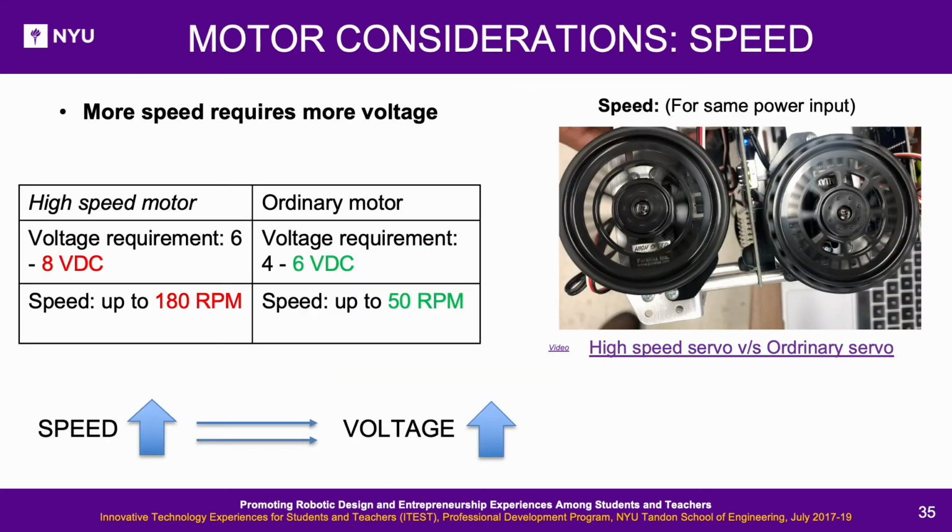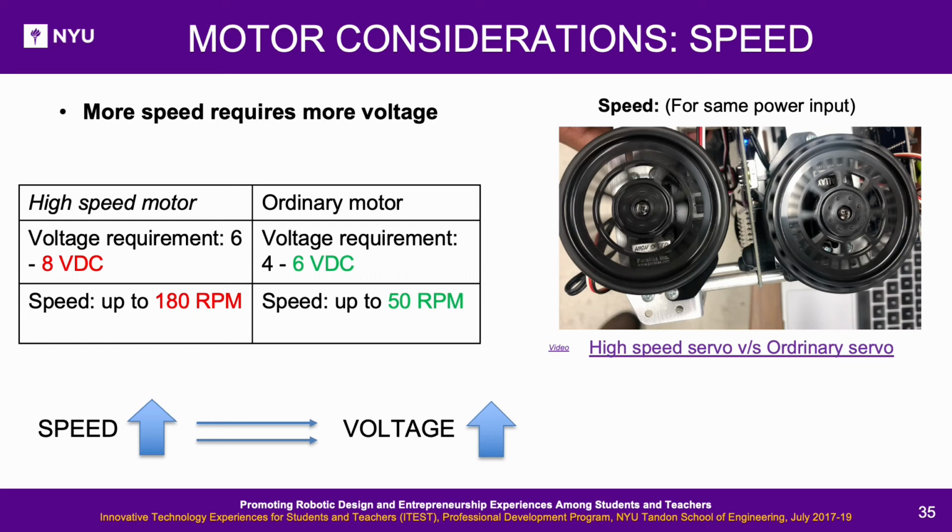Motor considerations. Speed. While selecting a motor, there are some considerations based on the application. For example, the requirement could be to reach a certain point as fast as possible, that is, at high speed. It makes sense to use a high-speed motor in this case. More speed requires more voltage. As evident from the tabulated comparison, a high-speed motor requires more voltage.